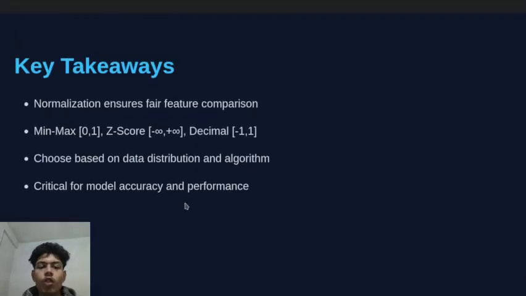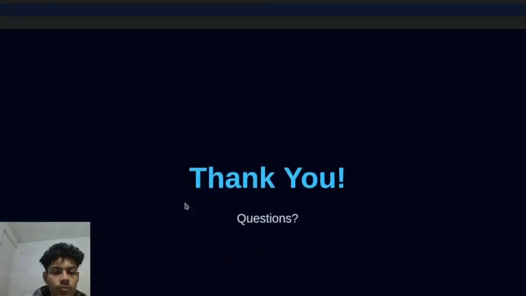Key takeaways: normalization ensures fair feature comparison, as I said earlier. Because of the high variety of data, the data deviates too much, so normalization helps with fair feature comparison. Now choose based on data distribution and algorithm.